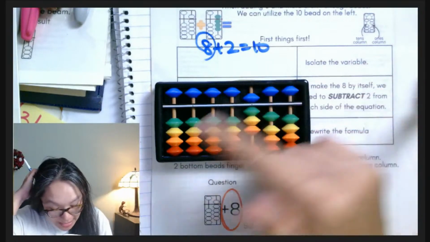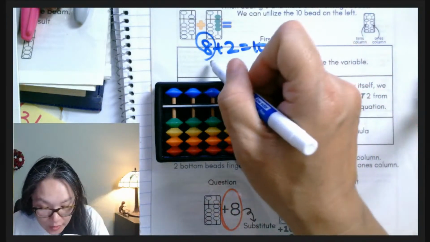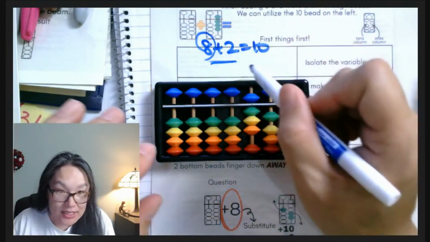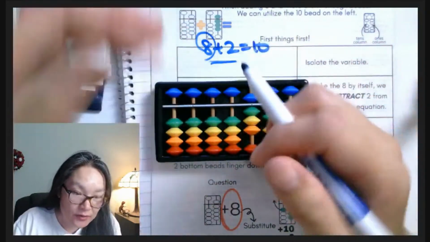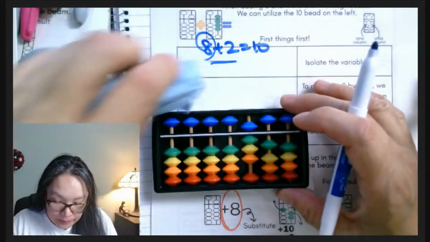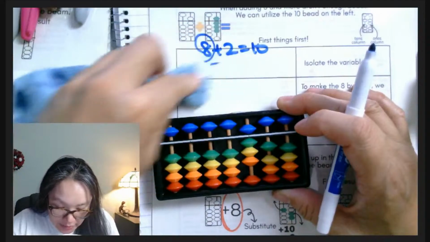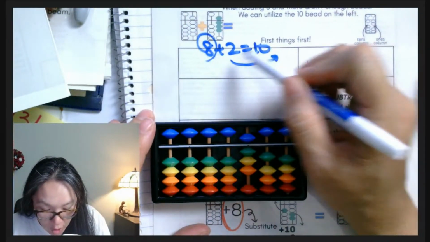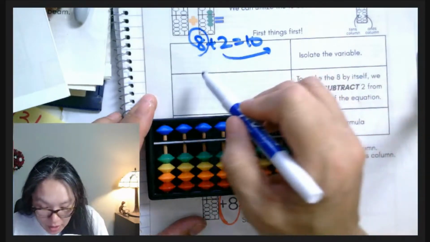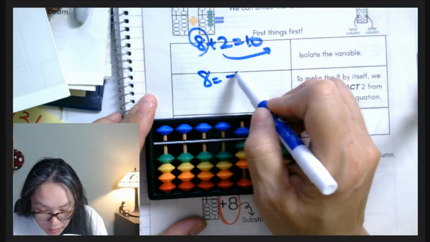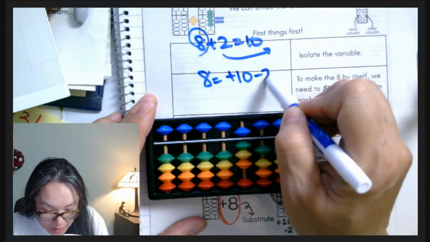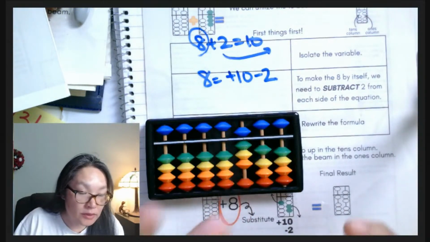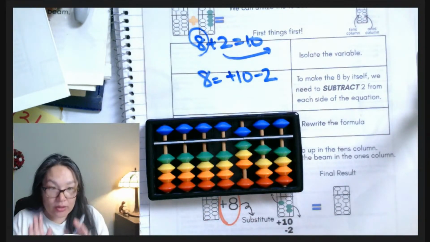So I think that's why abacus is so good, because we don't focus on the abstract. If you think about it, the numbers themselves are very abstract. So here we're going to isolate the variable. Again, we've seen this pattern before. All we've got to do is move it over to the other side. We have 8 equals plus the 10 minus the 2. This is a pattern. So again, we see the pattern and we just mimic it.